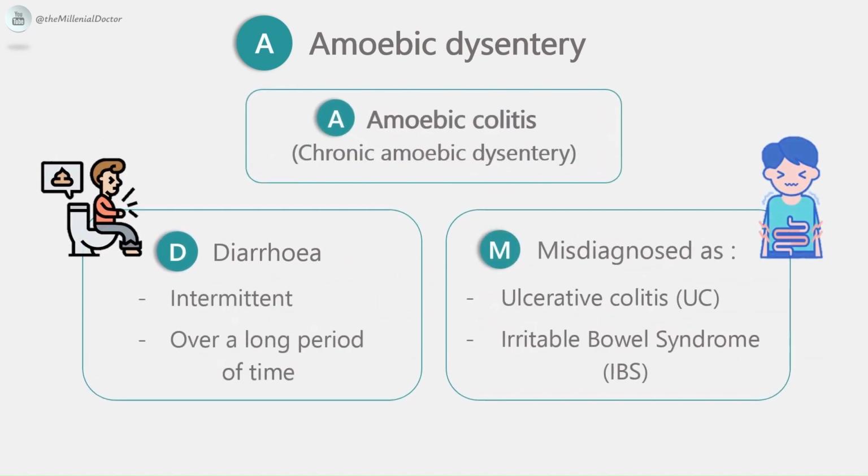Next, chronic amoebic dysentery, also called amoebic colitis. The symptoms are intermittent diarrhea over a long period of time, and it can often be misdiagnosed as ulcerative colitis or irritable bowel syndrome, or IBS.